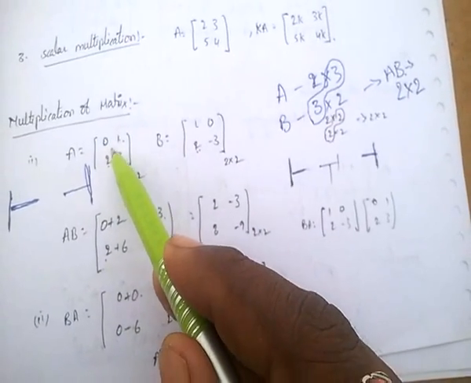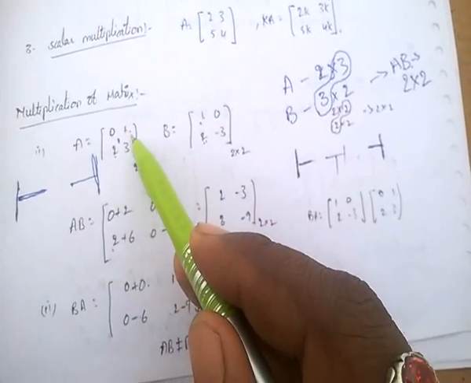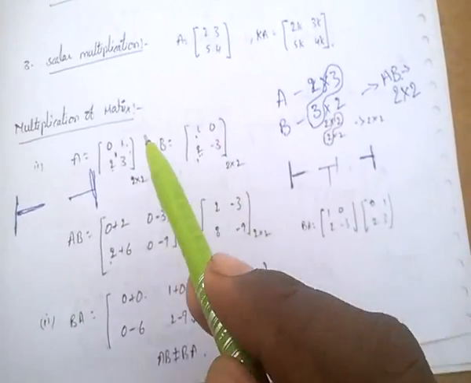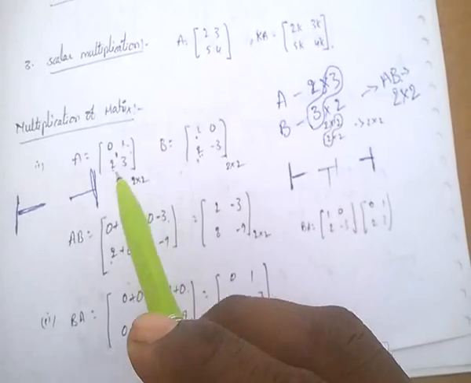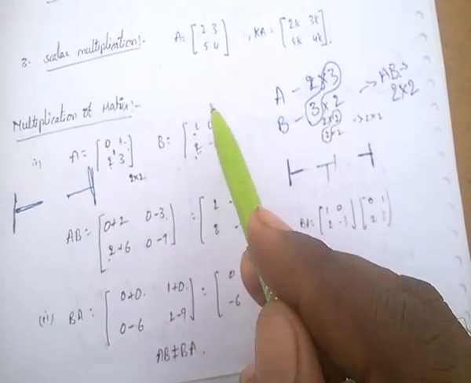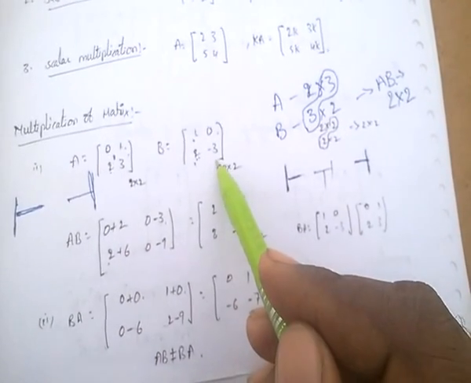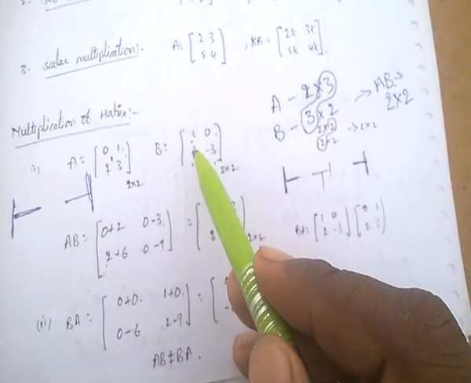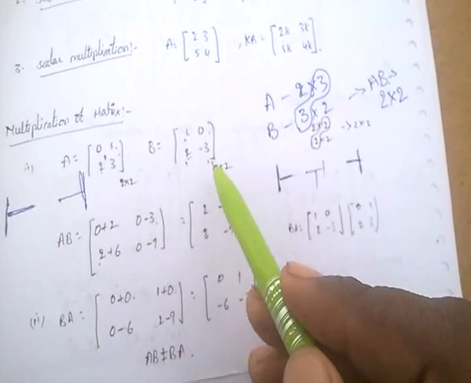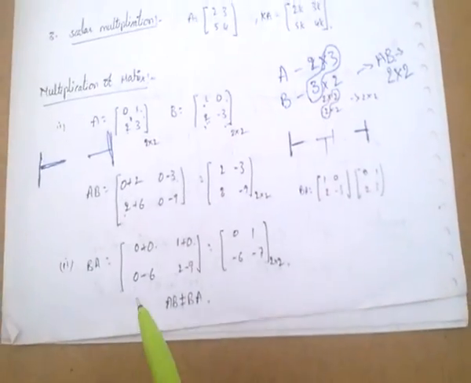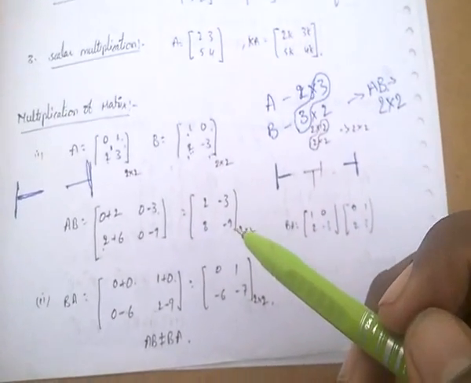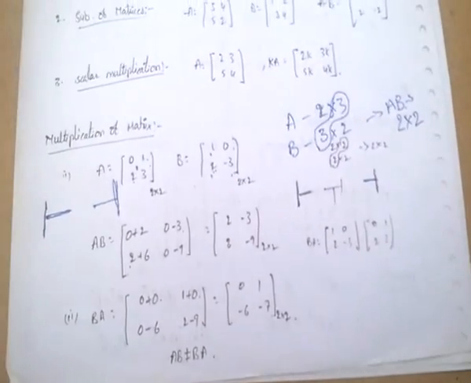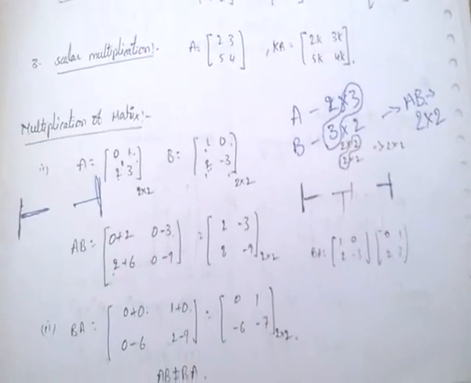AB equal to 0 into 1 plus 1 into 2, if we take rows and multiply with columns. For the second one, 0 into 0 plus 1 into minus 3. Okay, if we take the second row 2 3, multiply with 1 2, and 2 3 with 0 minus 3. This is the answer. Okay, but in matrix multiplication, AB is not equal to BA.